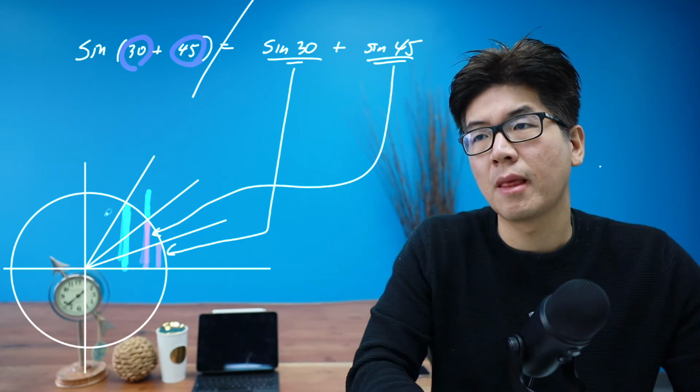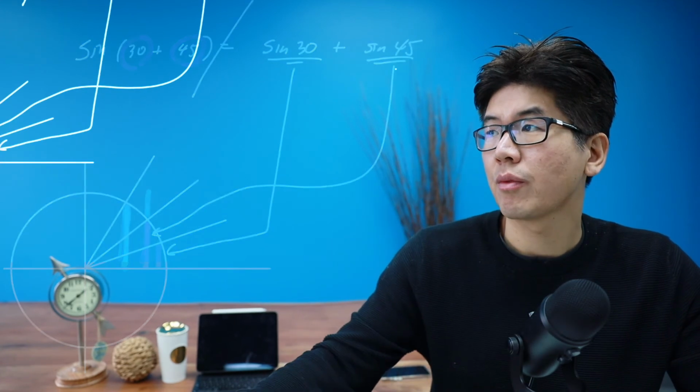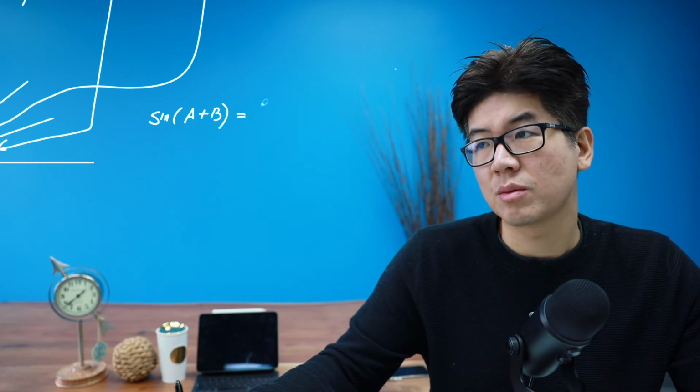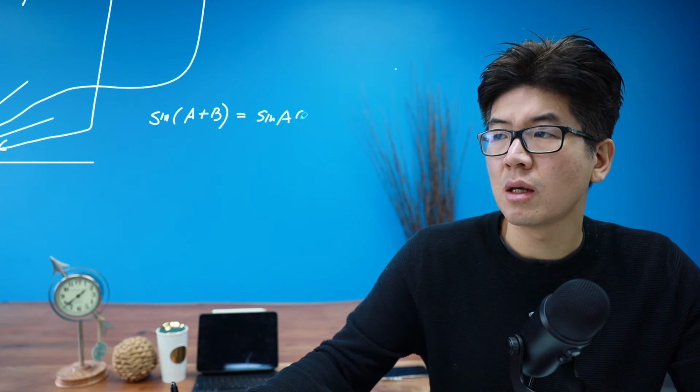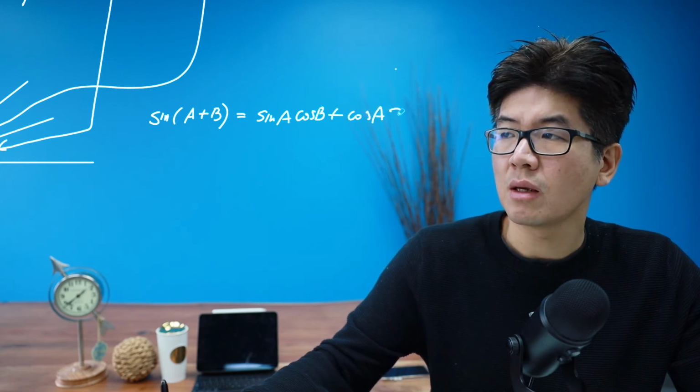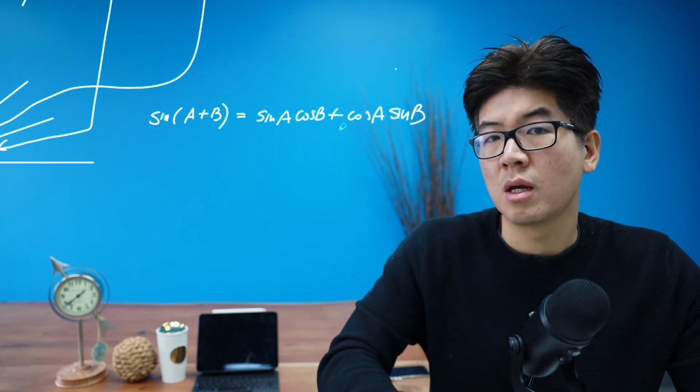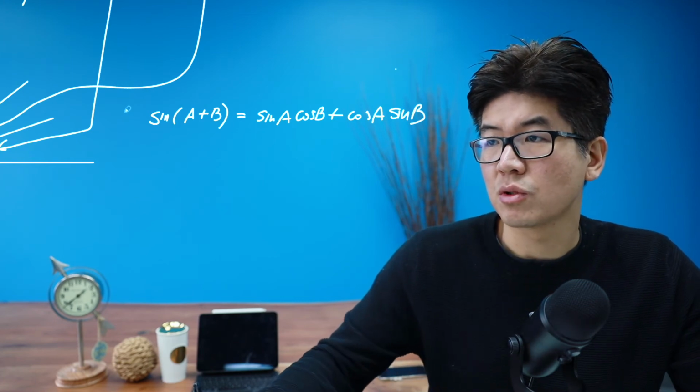So what is the correct formula? I'm not going to prove it in this video, but if you have sine of angles A and B, it turns out that the formula is sine of A, cosine of B, plus cosine of A, sine of B. So this is the special formula for it.